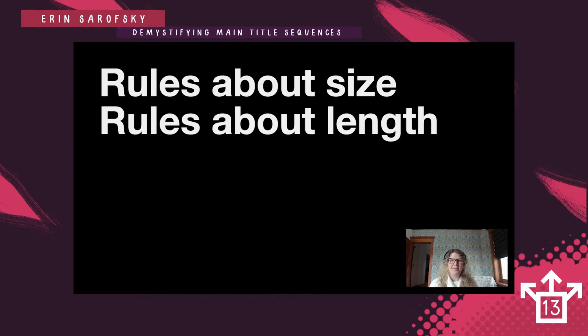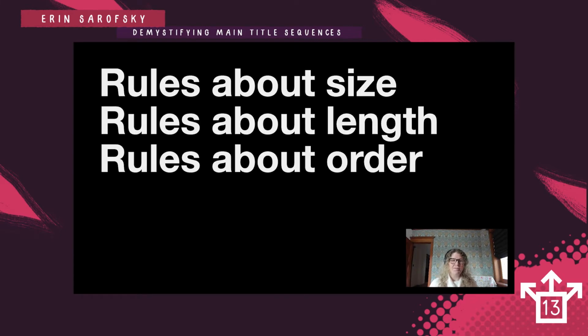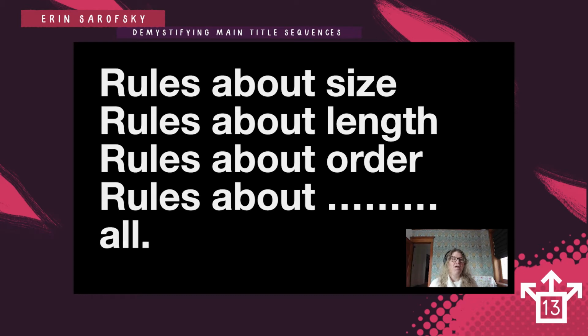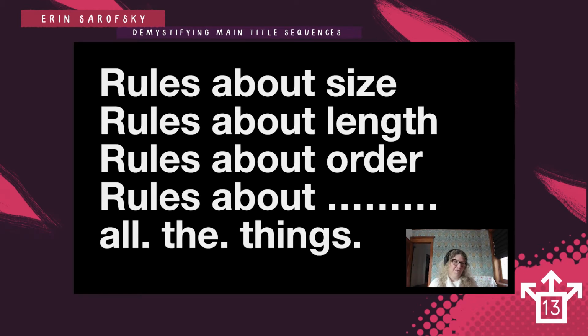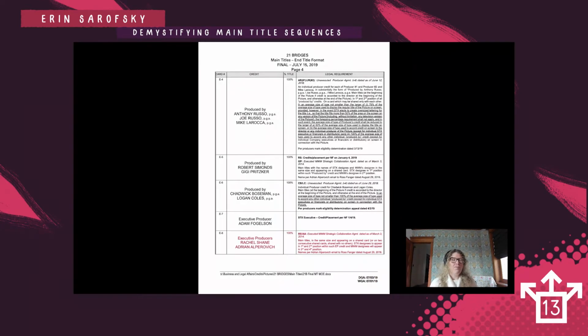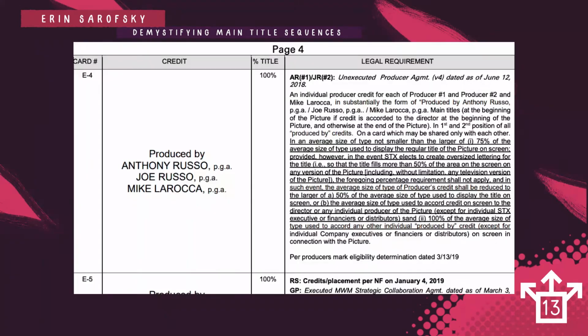There's rules about size. There's rules about length. There's rules about order. There's rules about all the things. So when we start a main title sequence, we get a legal document that looks like this, and it evolves over the course of all the way to the end because you have all the guilds commenting, and if there's sizing discrepancies, you need sign off.